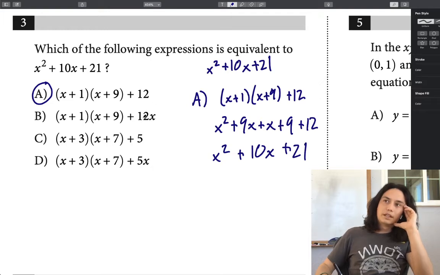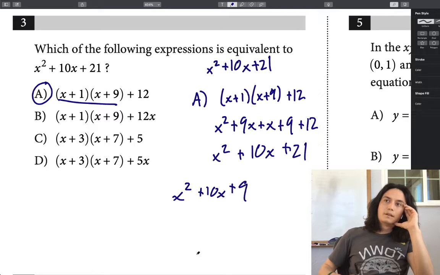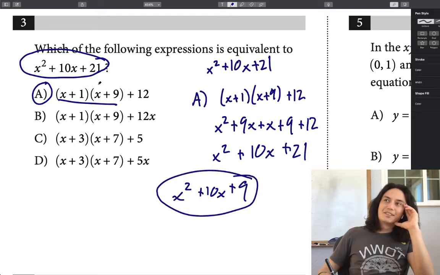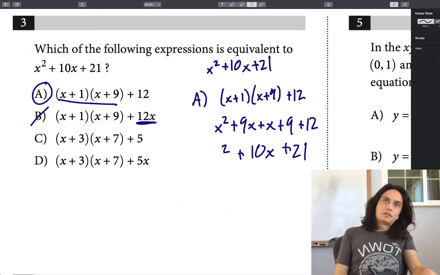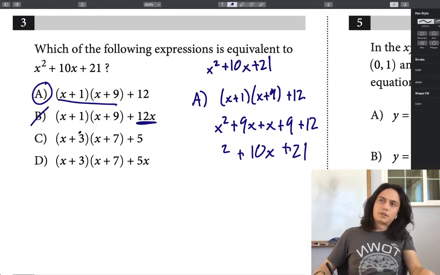Would it make sense that this 12x is the wrong thing to put instead of 12? I mean, I think, yeah. We can just stay with this. This is x squared plus 10x, what is it, plus 9? The way to compare that, the thing that's different, it's not the x part. Here's the 10x, here's the 10x. It's not the x squared part. It's the 21 part. So adding any x's is bad. My guess is that these other ones, this 3 and the 7, are going to be off by an x. That's not even true though.